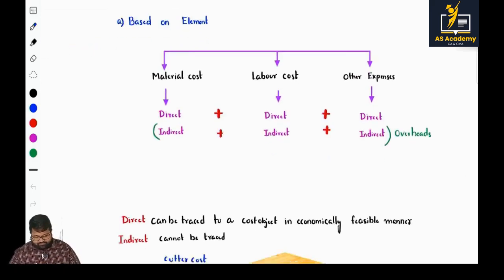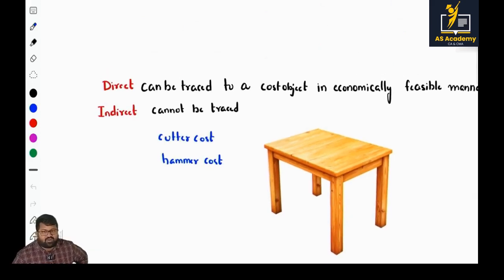Okay. Next. What is the next one? Direct. What is the meaning of direct cost? Can be traced to a cost object. Straight away we can see it. By seeing this furniture, what are we identifying? Key parts. Wood.